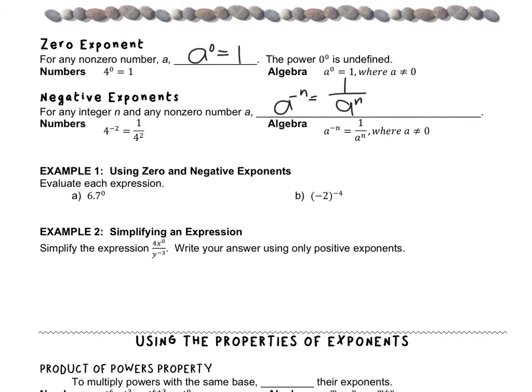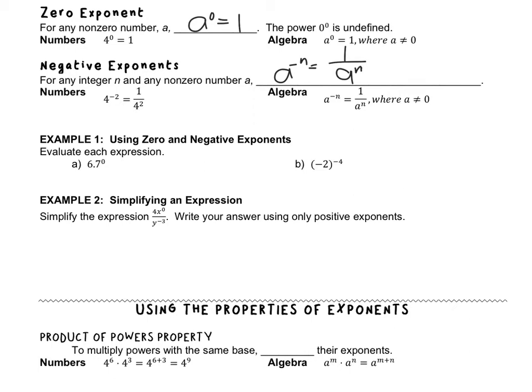So let's just do some quick examples. We have to evaluate each expression. So 6.7 to the 0, anything to the 0 is 1. And then letter B, negative 2 to the negative 4th power. That means 1 over negative 2 to the positive 4th. And because we can actually do negative 2 to the 4th power, that would be negative 2 times negative 2 times negative 2 times negative 2, we're going to simplify that and say 1 over 16.